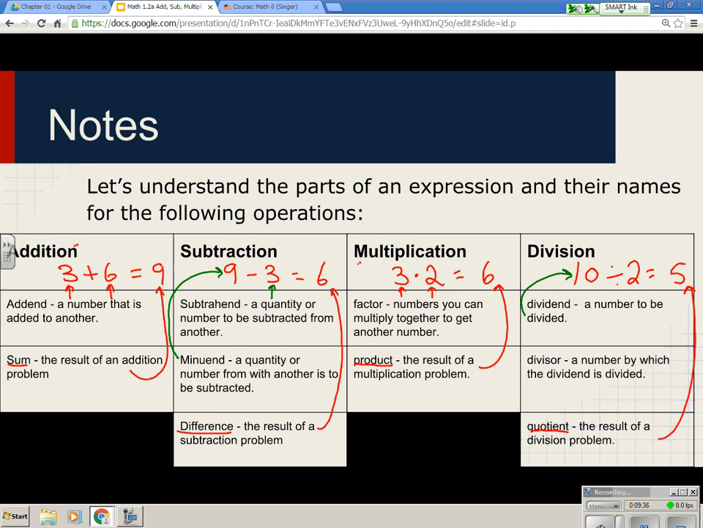And the divisor is the 2. That's the amount of groups you're going to break up the dividend into, which gives you the quotient. So I want you to have these down. You probably want to put down the examples too because you can see exactly what parts they are. So now you know all the parts of adding, subtracting, multiplying, dividing. Pause the video. Make sure you have the notes down before moving on.